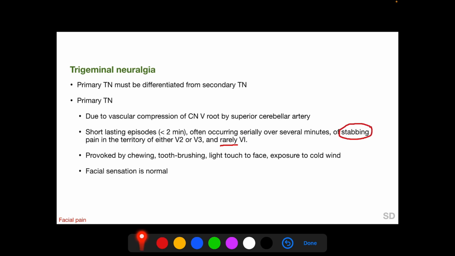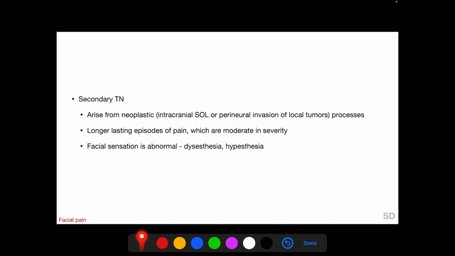The pain in primary trigeminal neuralgia can be provoked by chewing, toothbrushing, light touch to the face, or exposure to cold wind. Although the trigeminal nerve is involved, facial sensation is intact. Secondary trigeminal neuralgia usually arises from neoplastic processes, and the episodes of secondary trigeminal neuralgia are longer lasting and of moderate severity. In contrast to primary trigeminal neuralgia, in which the sensation from the face is normal, in secondary trigeminal neuralgia there is abnormality in facial sensation in the form of dysesthesia and hypesthesia.